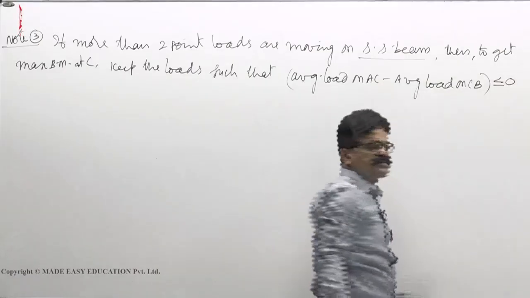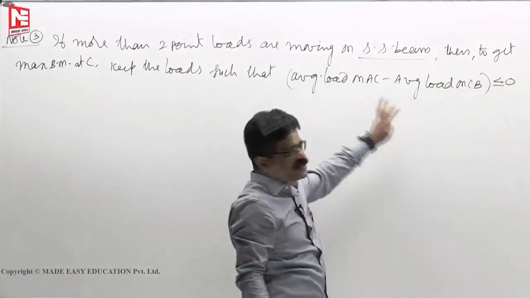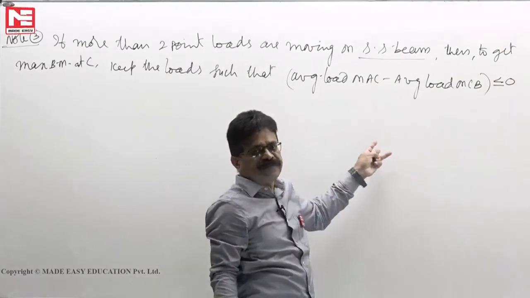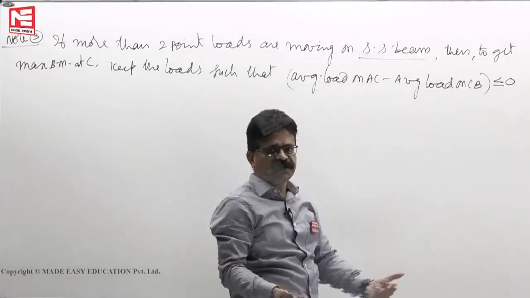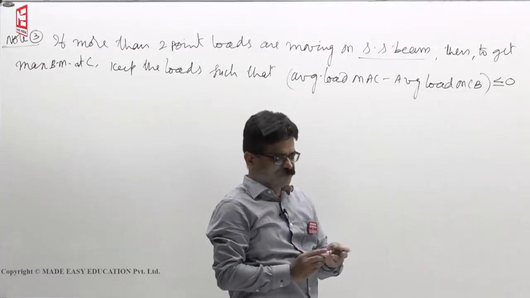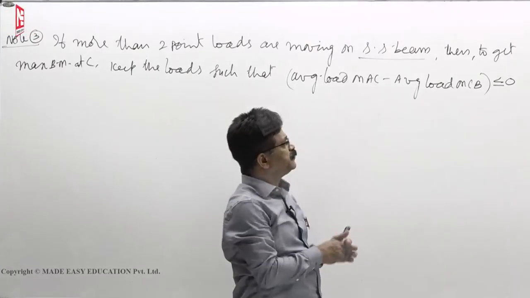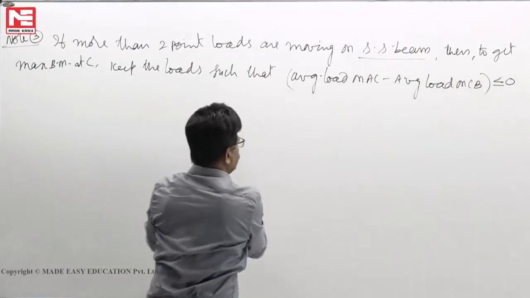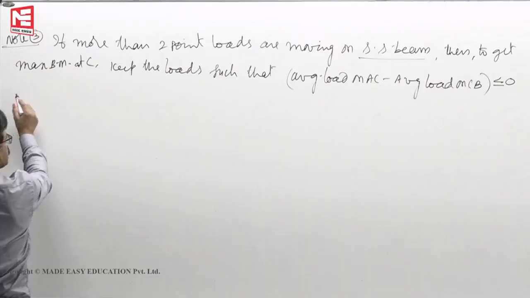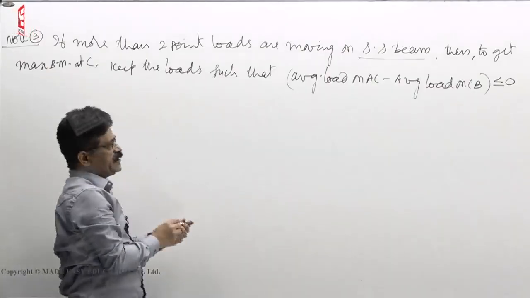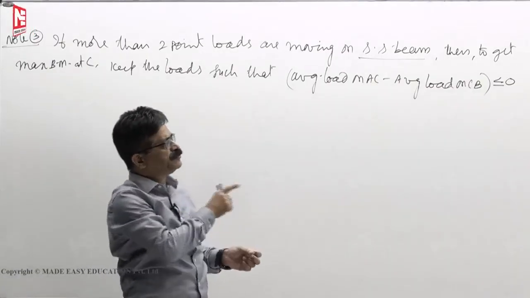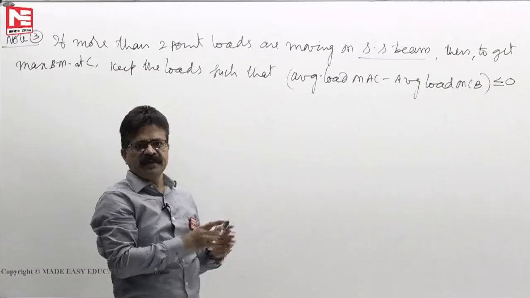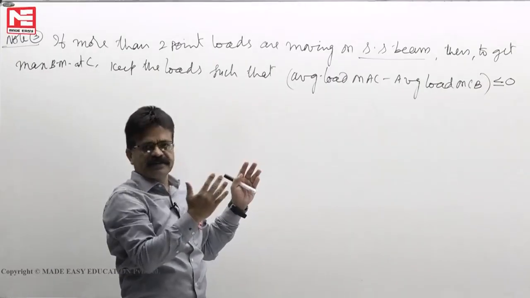Once one by one it is crossing. So first preference is it should be equal. If it cannot be equal, next choice is what it will become less than that. That means supposing that you have a span, I explained to you with the help of example. What it means is average load on AC minus average load on CB should be less than or equal to 0.